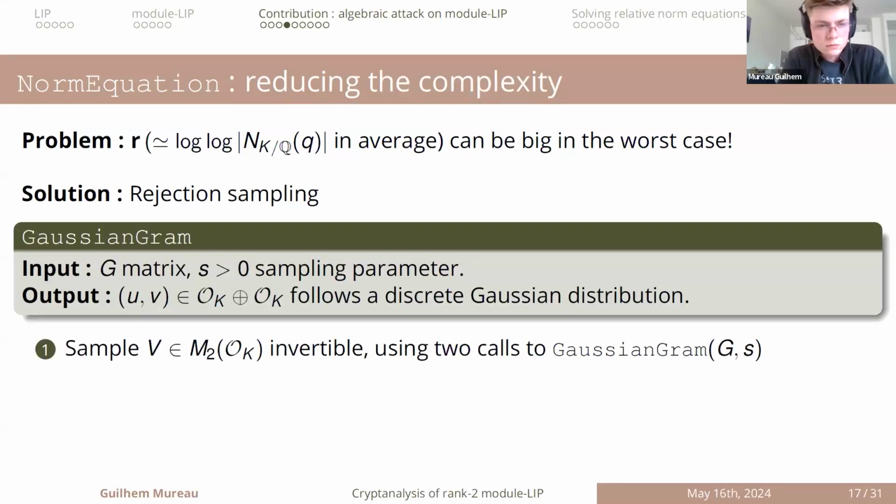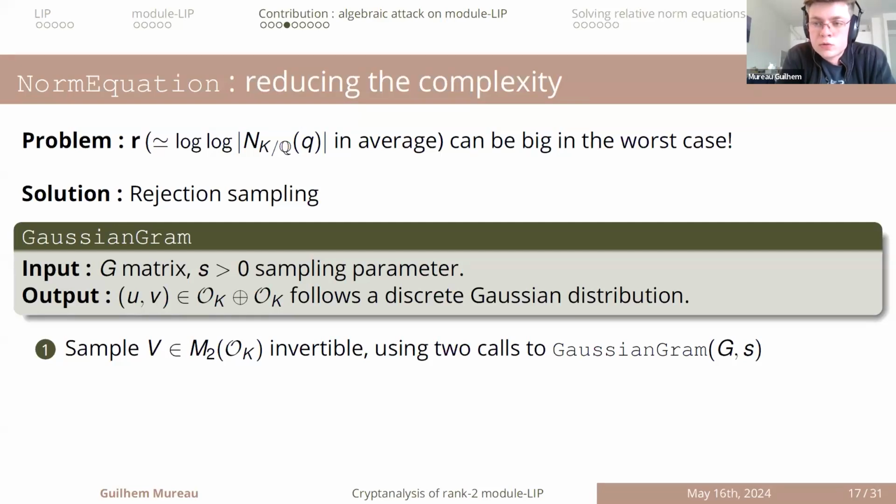So we use a standard fact that we can sample Gaussian elements in the module OK plus OK. That means that given G, the Gram matrix, we are able to sample module vectors U, V following a discrete Gaussian distribution.